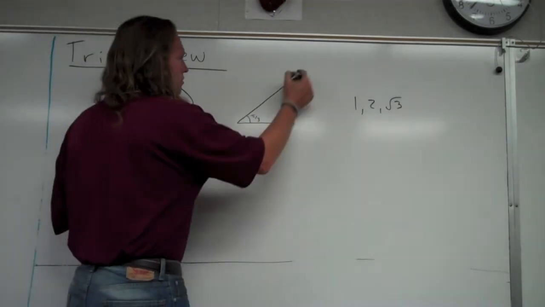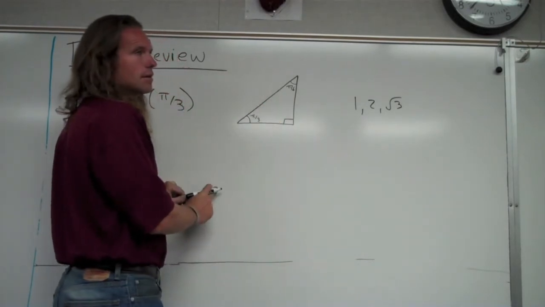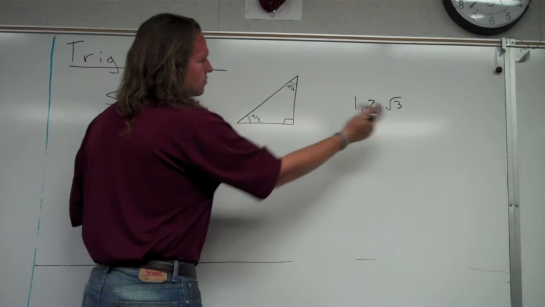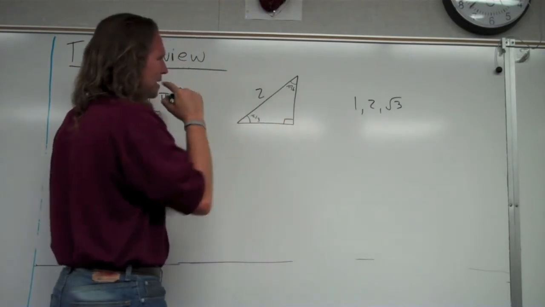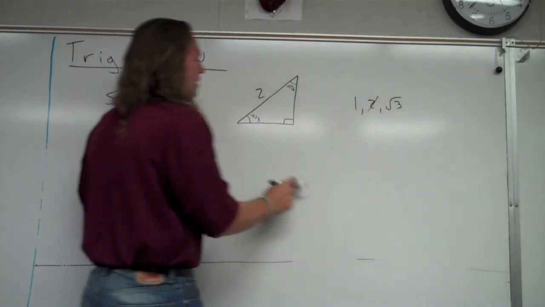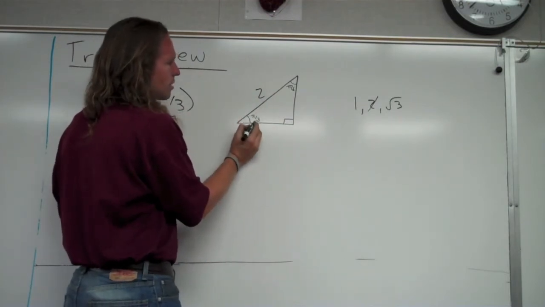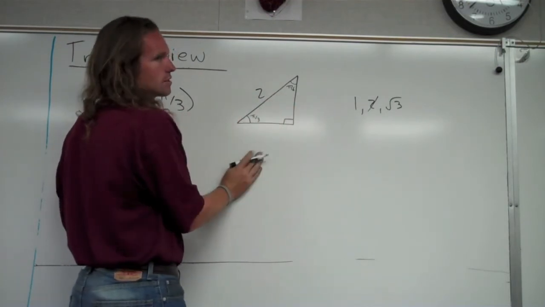Well, the hypotenuse, the side opposite the right angle, is the biggest side. So what's the biggest number out of 1, 2, and square root of 3? 2. So that's going to go there. So that one's taken care of. And then I have to think, okay, well, which of these angles are bigger? And pi over 3 is a larger angle than pi over 6.